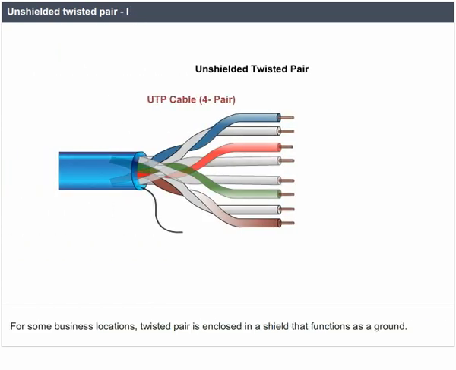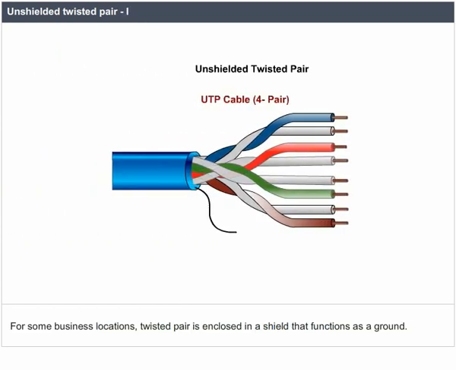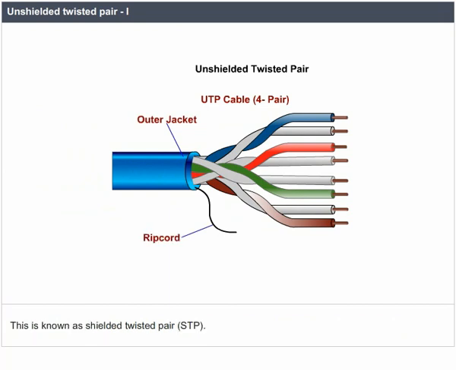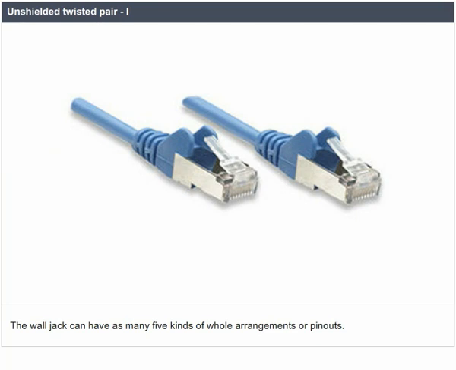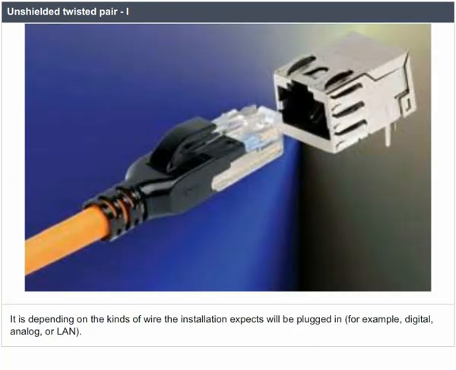For some business locations, twisted pair is enclosed in a shield that functions as a ground. This is known as shielded twisted pair, STP. It is a side-by-side wire known as silver satin. The wall jack can have as many as 5 kinds of hole arrangements or pinouts, depending on the kinds of wire the installation expects will be plugged in, for example, digital, analog, or LAN.